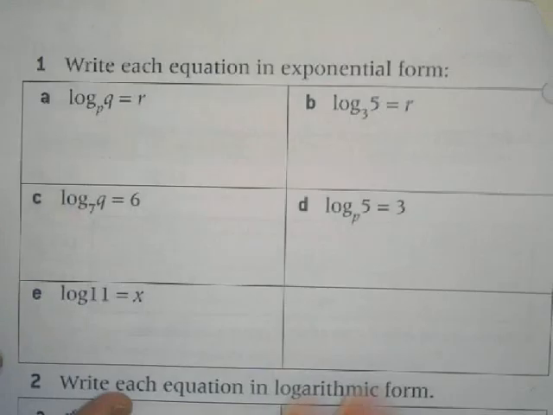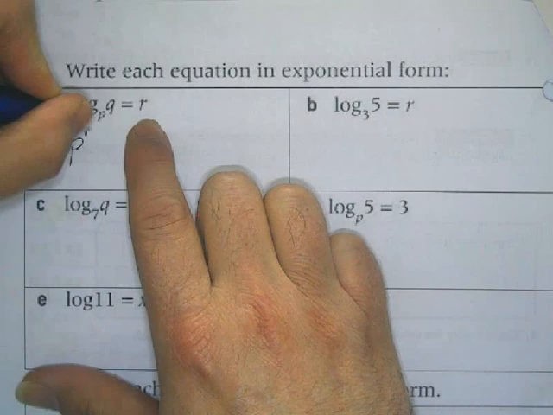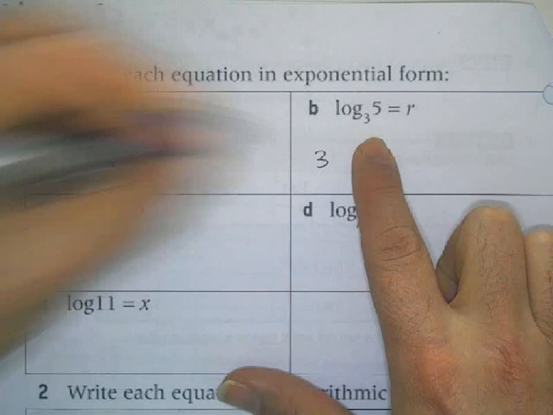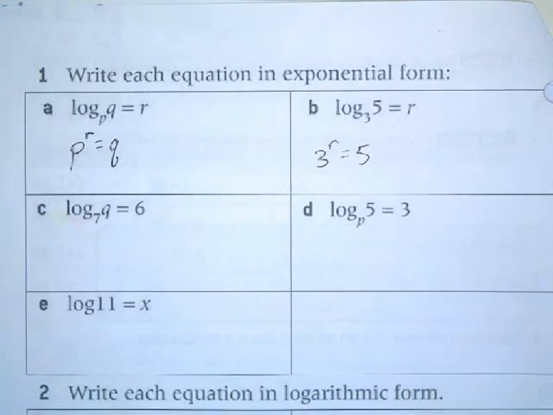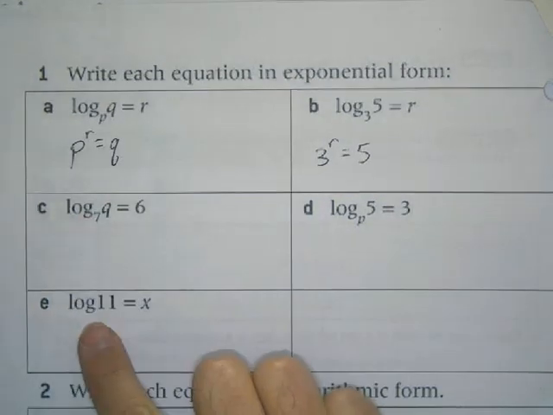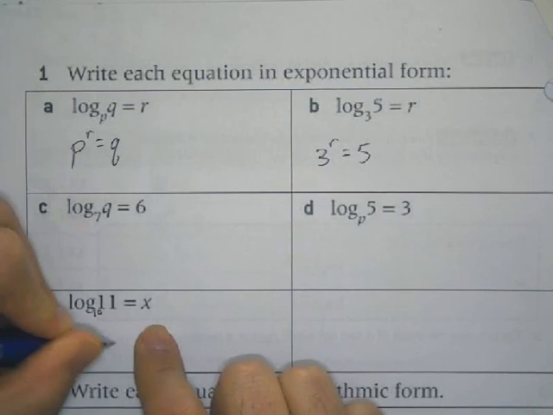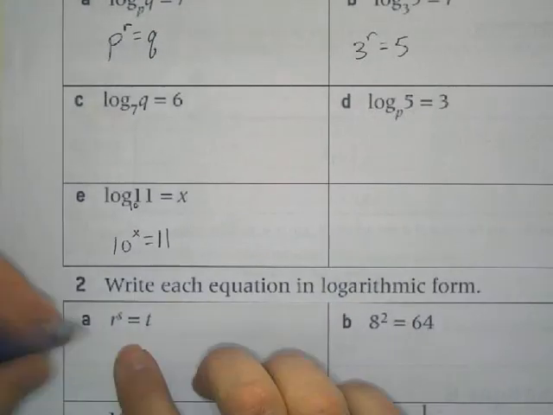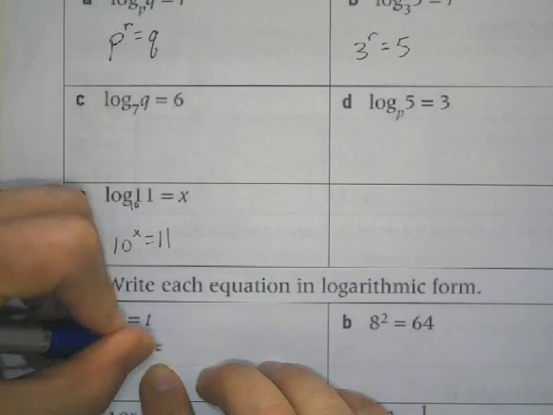Write these in exponential form. P to the power of r is equal to q. 3 to the power of r is equal to 5. Here, if there's nothing there, it's going to be base 10. 10 to the power of x equals 11. Let's write this one here in log form. Log base r of t is equal to s.